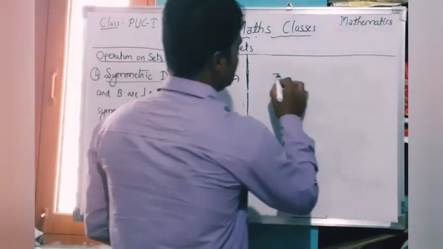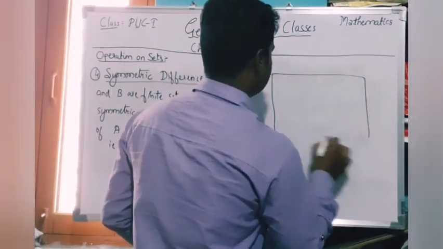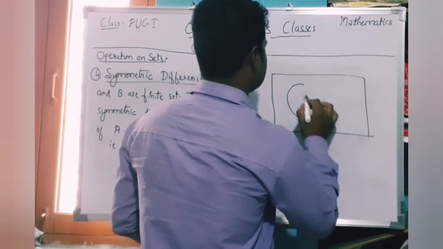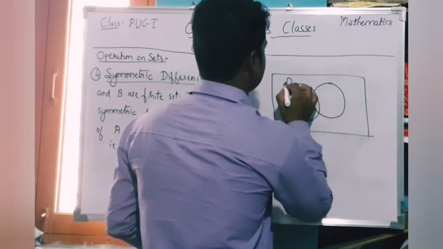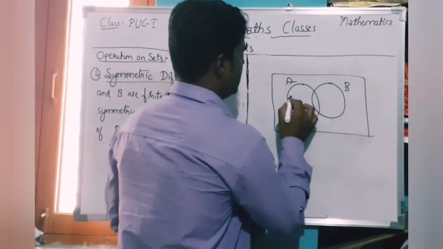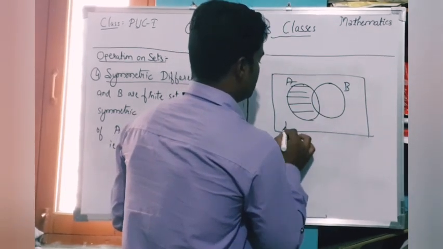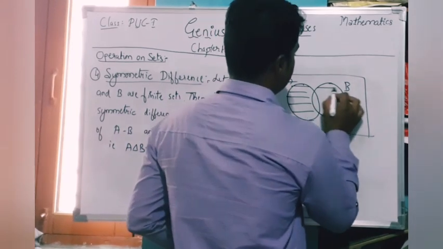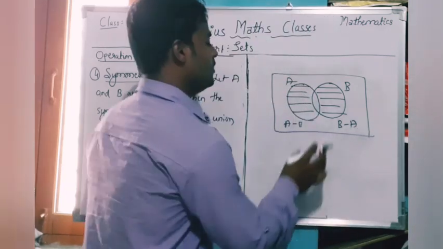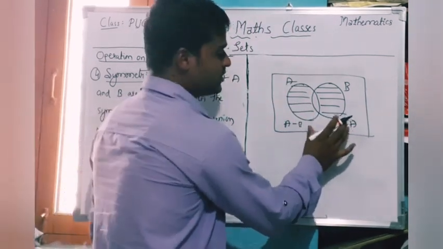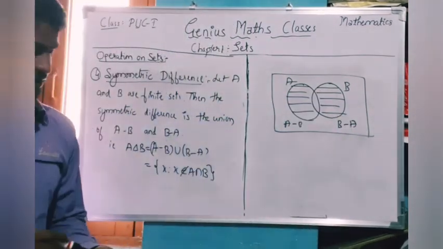In a Venn diagram we can represent it like this. This is set A, this is set B, this portion is A minus B, and this portion is B minus A. So the union of these two portions is the symmetric difference.